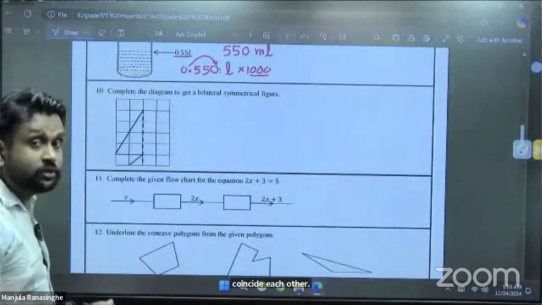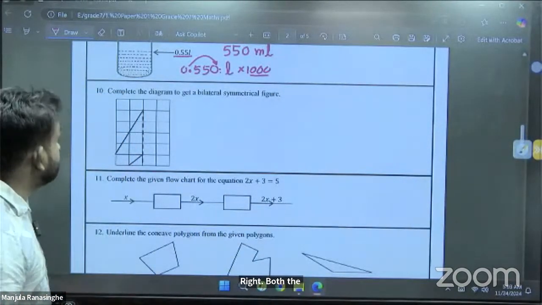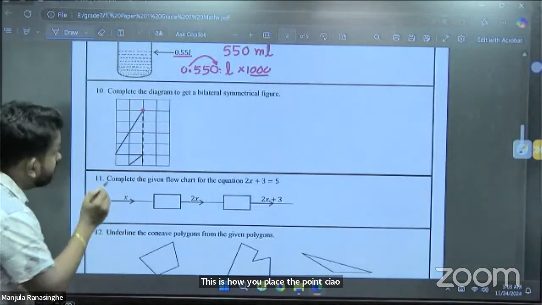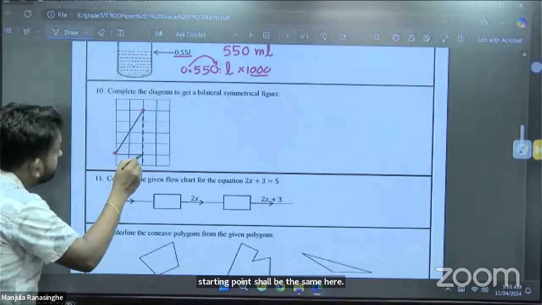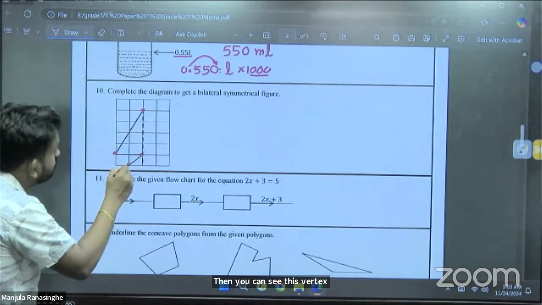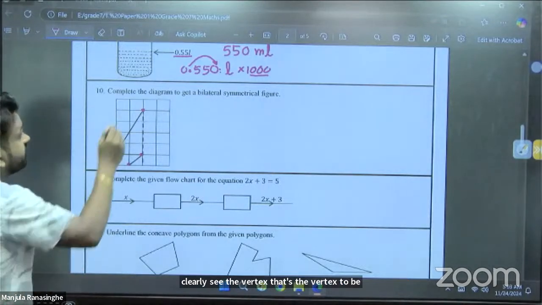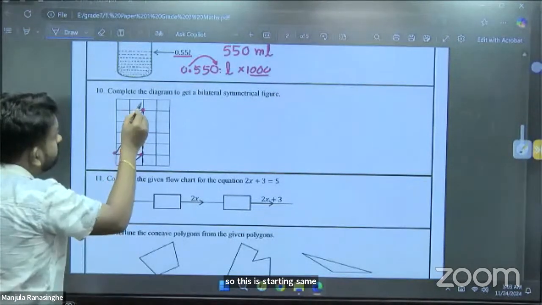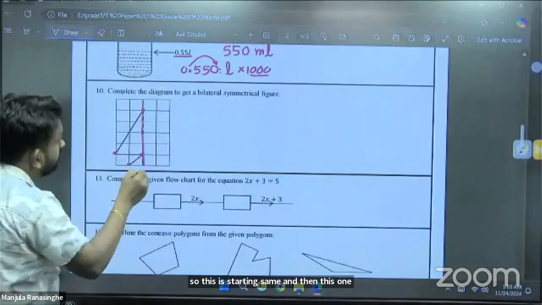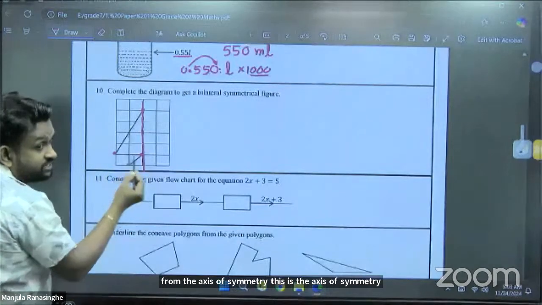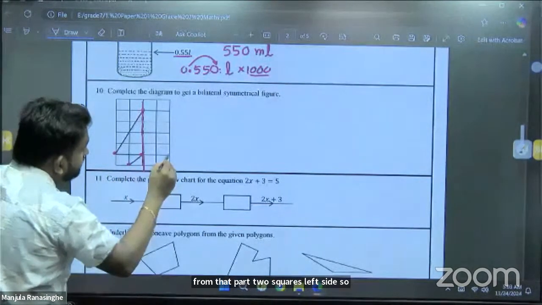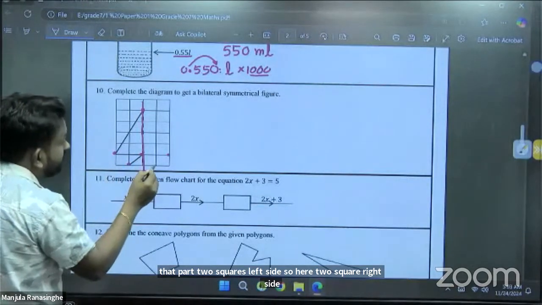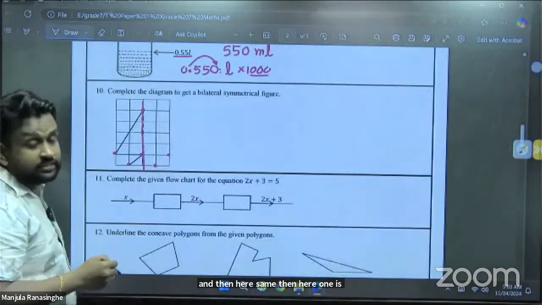Both sides have to be equal. This is how you place the point. See there, the starting point shall be the same here. Then you can see this vertex clearly. That vertex is important to plot. So this starts the same, and this is the axis of symmetry. From that part, 2 squares left side, so here 2 squares right side. Mark there. Then here the same. Here 1 square left side, so mark 1 square on the right side at the same distance.